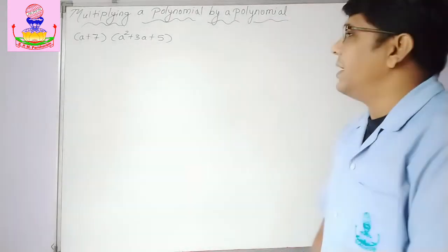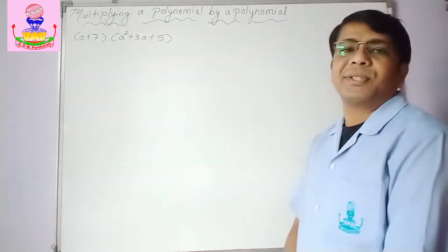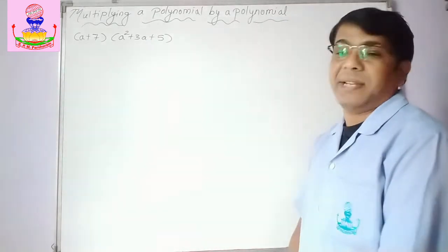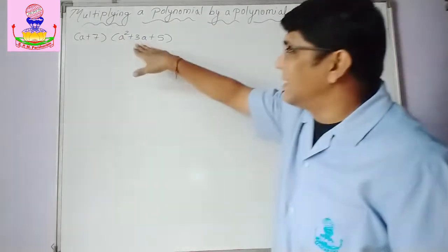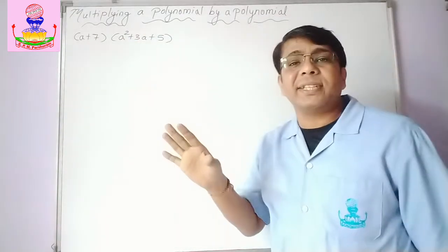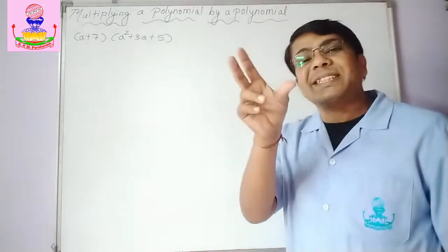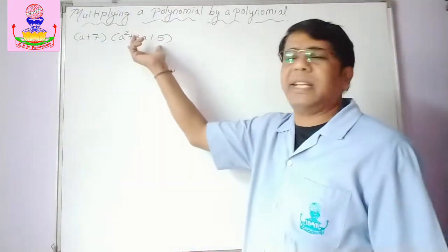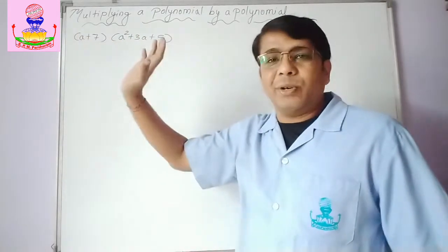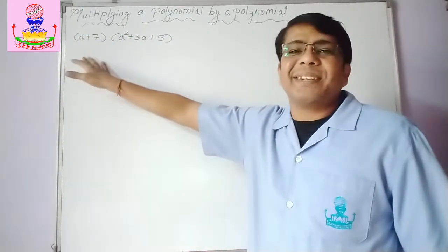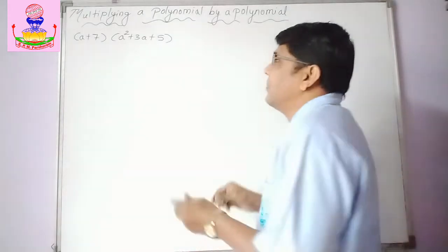Now see this example. A plus 7 into A square plus 3A plus 5. So this is binomial, this is trinomial. Again same basic as we have done while multiplying binomial by binomial. Open the bracket of one term, any one term, either you select trinomial or either you select binomial. But what I feel, we should select binomial. Okay, it will be easy.